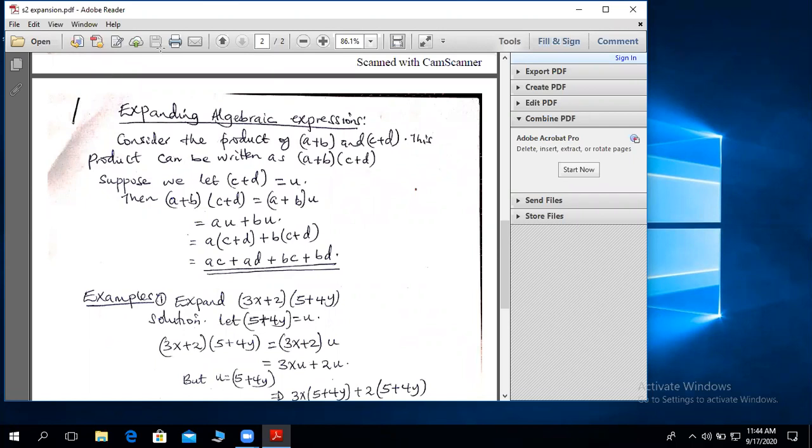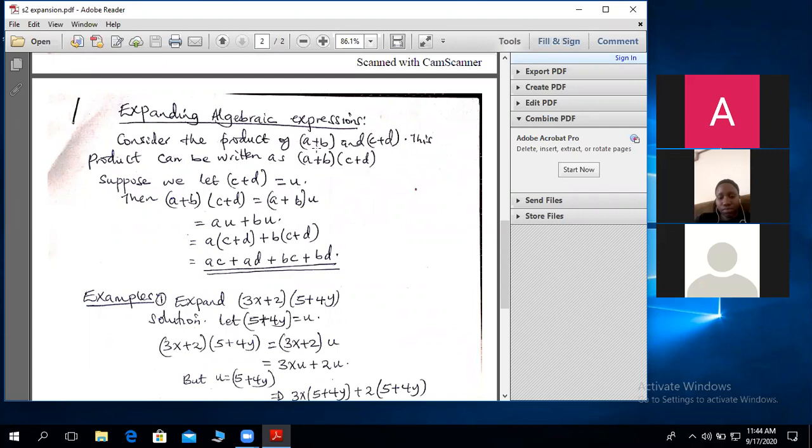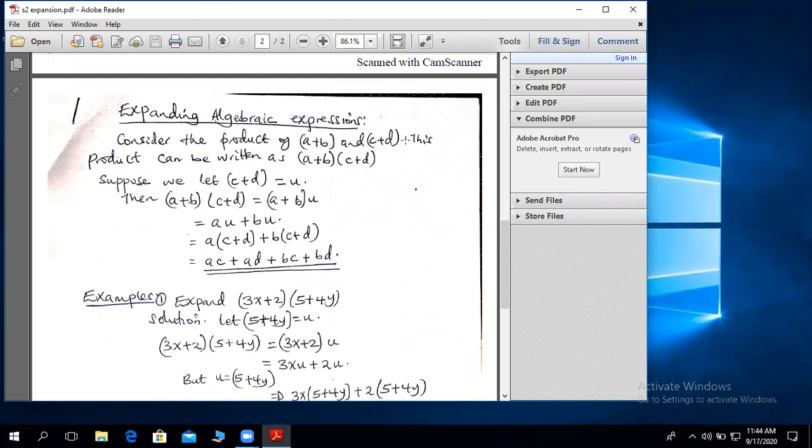Now, consider a product of A plus B and C plus D. Let's say we are having A plus B and we are multiplying it by C plus D. I'm saying this product can be written as, so product means multiplication, A plus B into C plus D. When we have brackets, that's what it means.